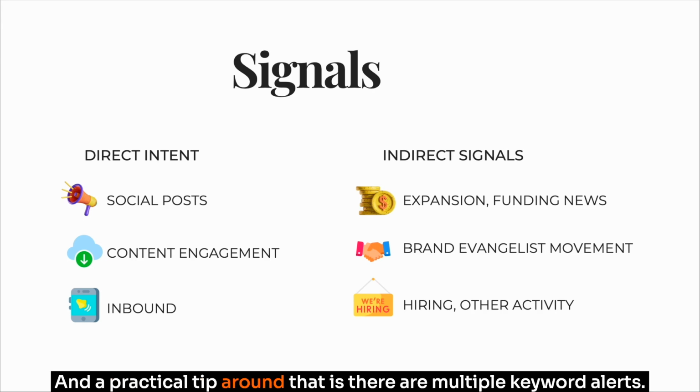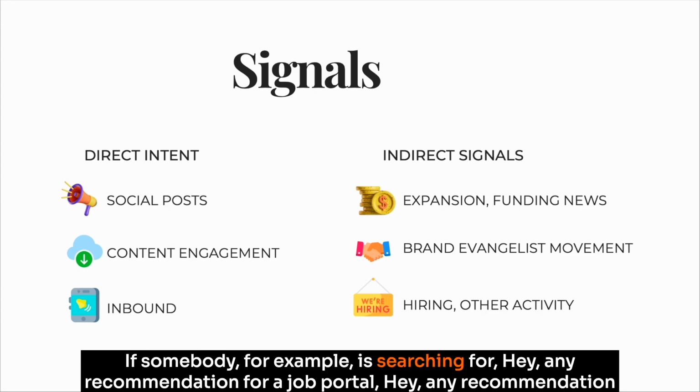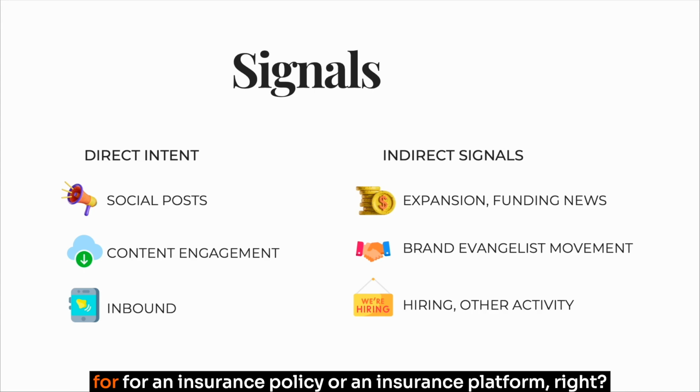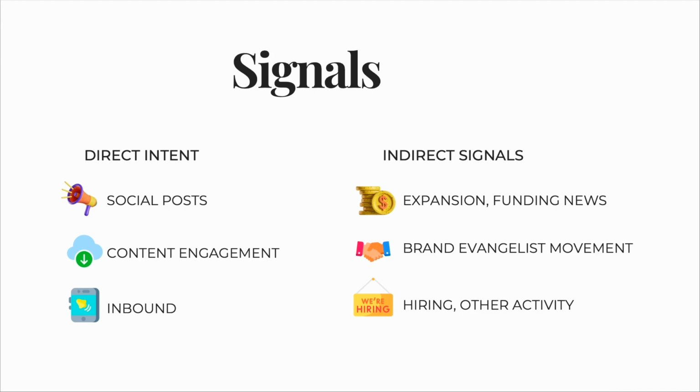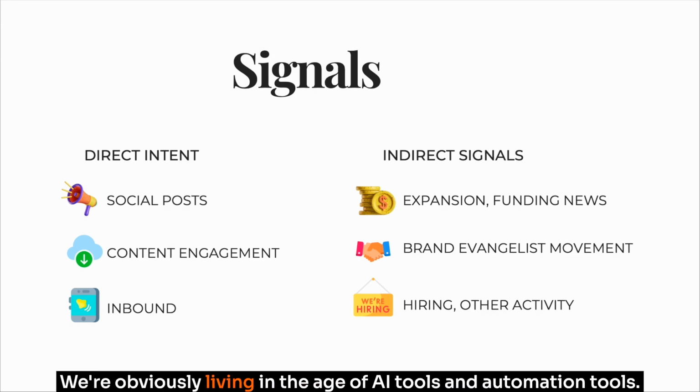And a practical tip around that is there are multiple keyword alerts, right? Again, based on the industry you're in, based on the product you're selling, you could have certain keywords. If somebody, for example, is searching for, hey, any recommendation for a job portal, hey, any recommendation for an insurance policy or an insurance platform, right? Whatever is the domain or product that you're in, you can do keyword alerts through automation tools. We're obviously living in the age of AI tools and automation tools.